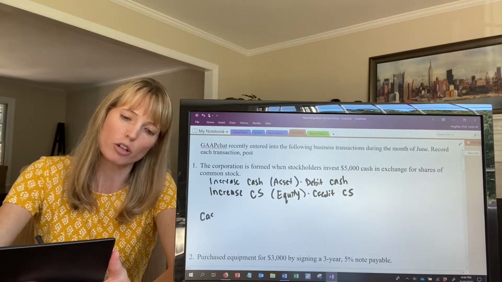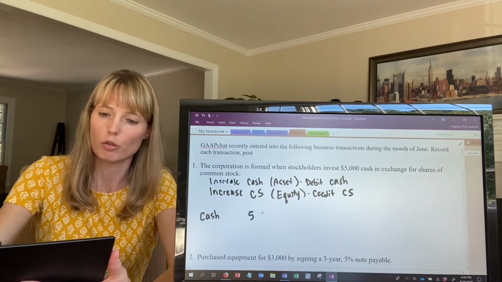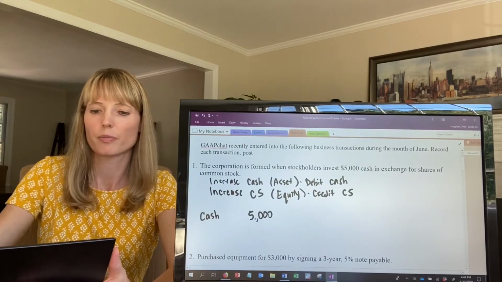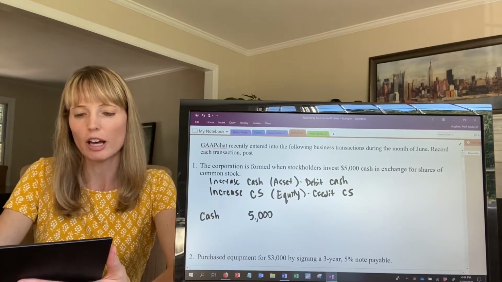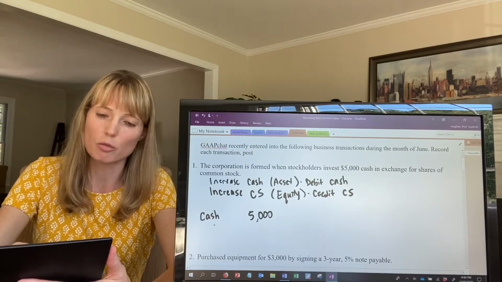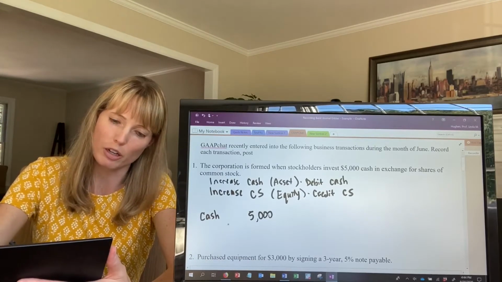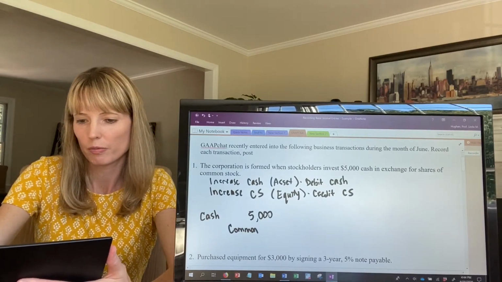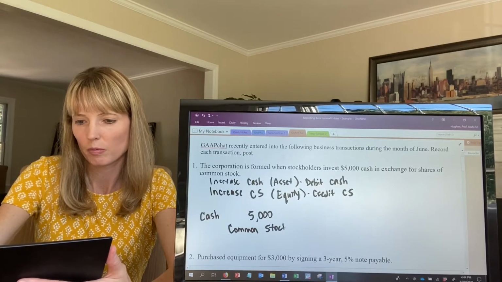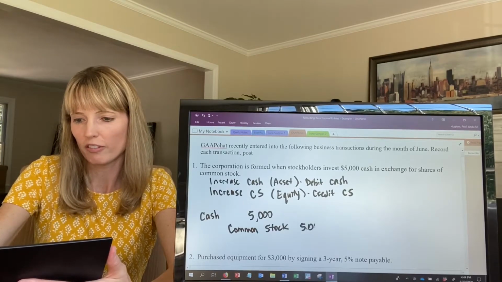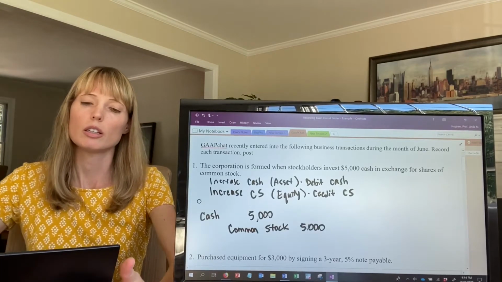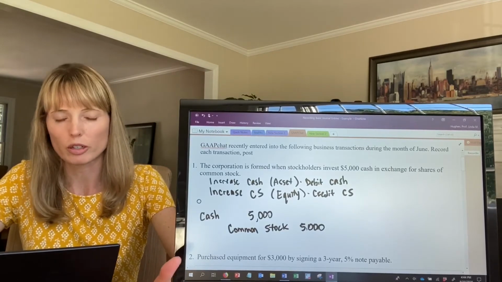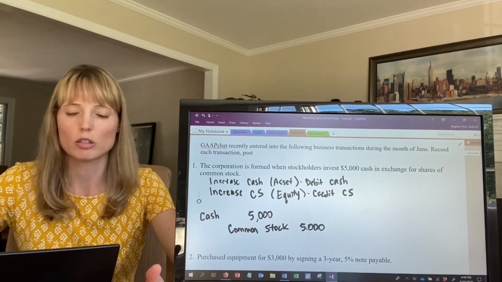So here's our entry. I'm going to debit cash for 5,000. Remember, debit goes first. It's on the left. I'm going to now do my credit, leave a space, put it on the right for the account common stock for 5,000.